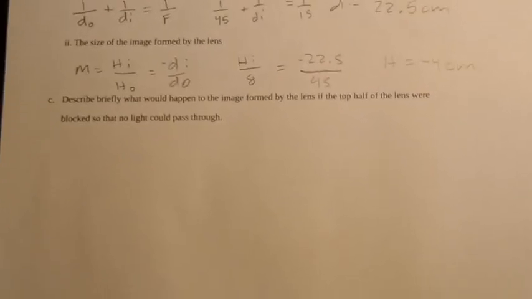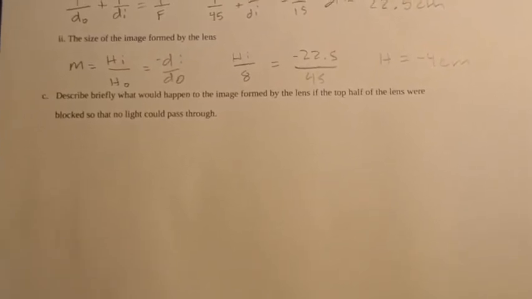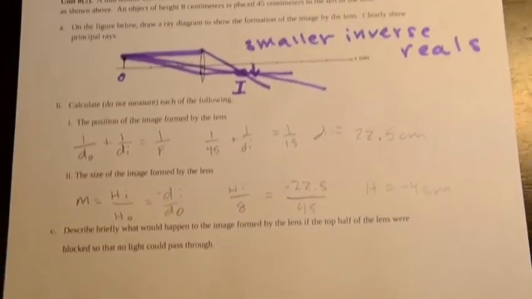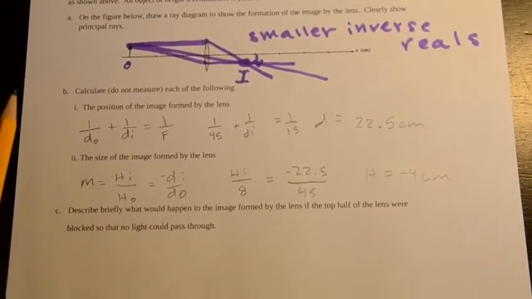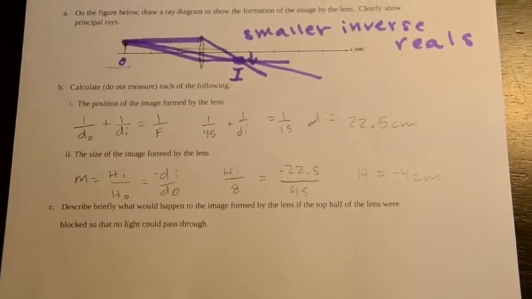So the last part of this free response is part C. Describe briefly what would happen to the image formed by the lens if the top half of the lens were blocked so that no light could pass through. So if you look at this image, it's basically saying, if only the top half of the lens is blocked, what would happen?